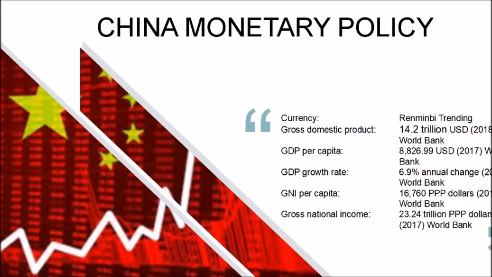Our assignment is on China monetary policy. Now we look at China economic facts. China's currency, they are using a renminbi. China's gross domestic product stood at 14.2 trillion USD. GDP per capita is at 8,826 USD. GDP growth is 6.9%. GNI per capita is $16,760, and GNI for China is $23.24 trillion. All figures are based on World Bank source.